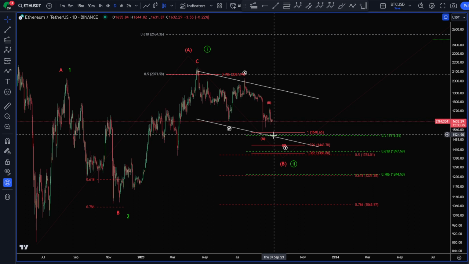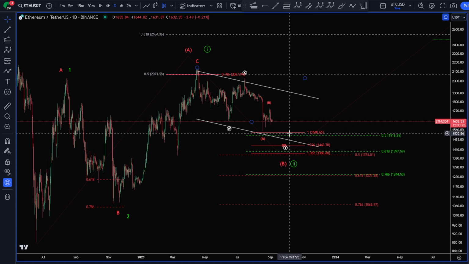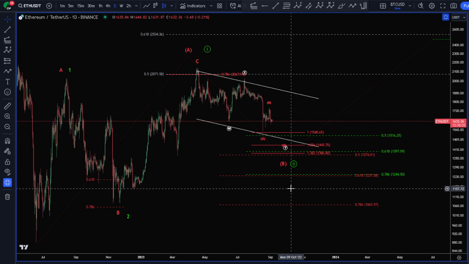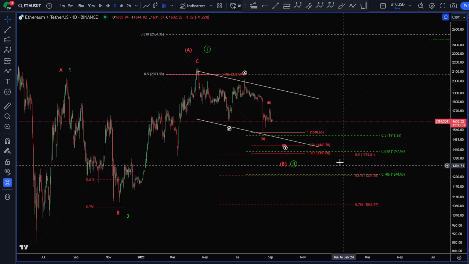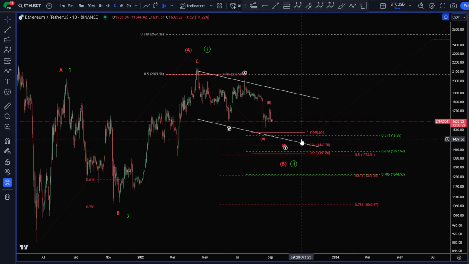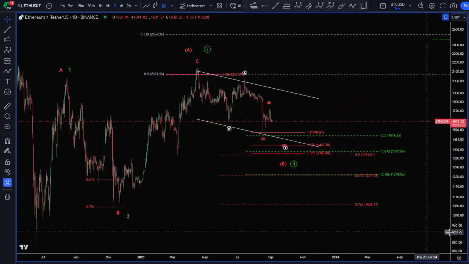Now our 1-to-1 of the W for the Y or ABC is 1540, which we are coming pretty close to. And I'll show you a contradiction on that where we might have to go slightly lower. But we also have targets at 1443 and 1386 at the extended targets of our Y wave, 1.236 and 1.382.